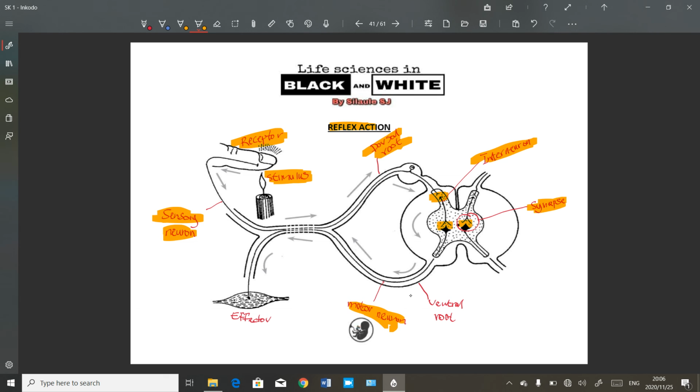Then the motor neuron will transmit the impulses from the interneuron, exiting via the ventral root towards the effector. Effector can be the muscle in the finger. Then the muscle will contract, and therefore you pull your finger away from the candle. And that is how we protect the body using a reflex action.